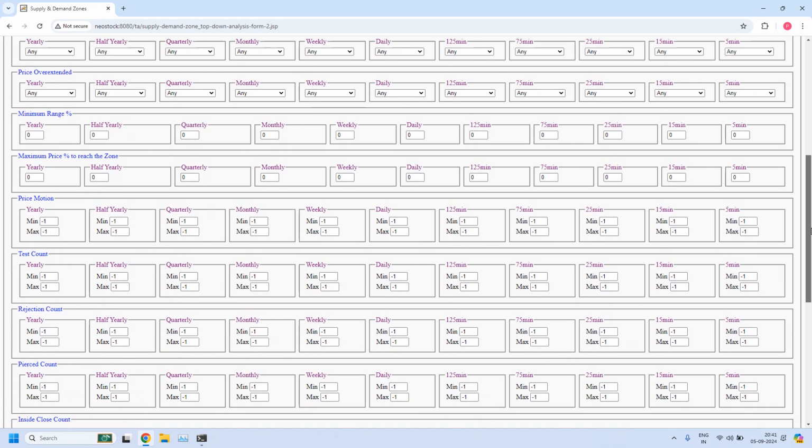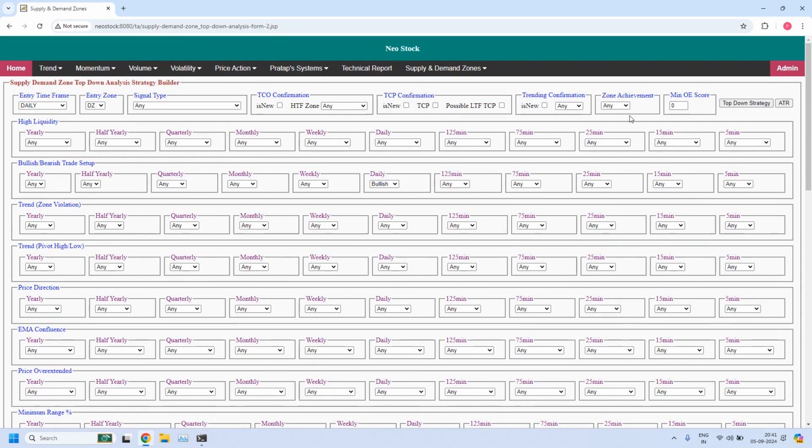should not be pierced. So in the pierced count, daily time frame, that is entry time frame, minimum value 0, maximum value 0. Zone achievement violated opposing zone, minimum odd enhancer score 12. All the 3 filters are applied to daily demand zone. Let's filter.